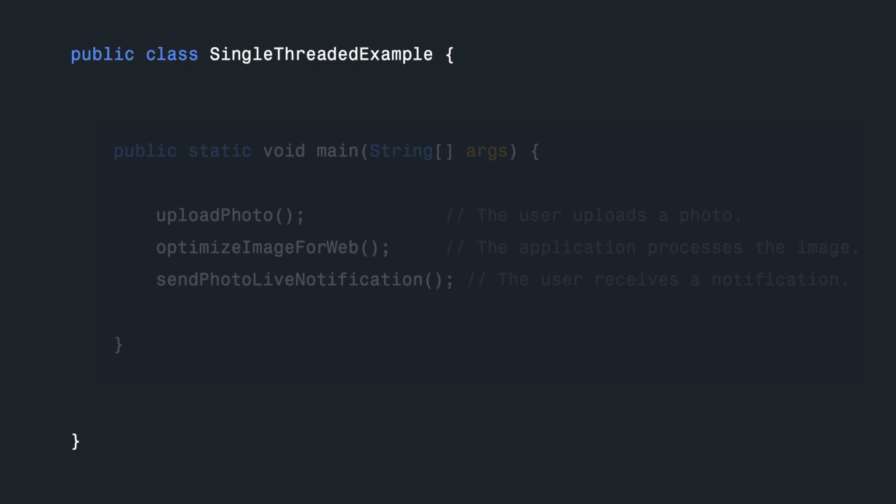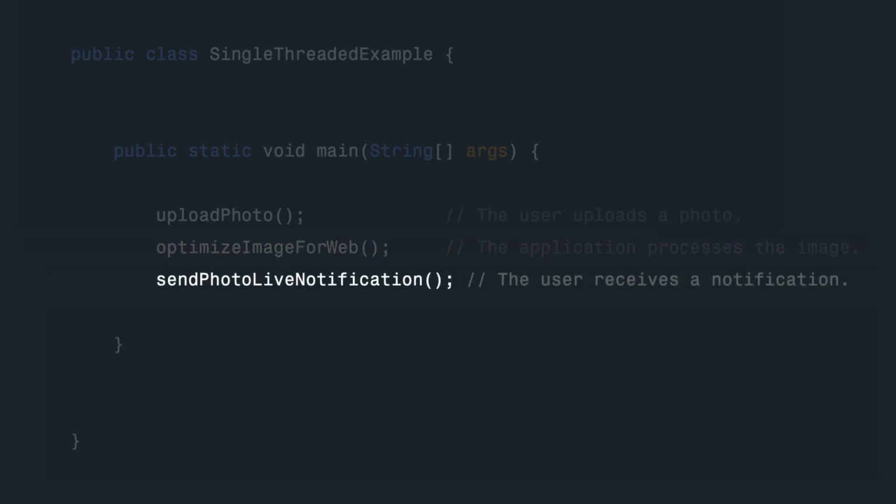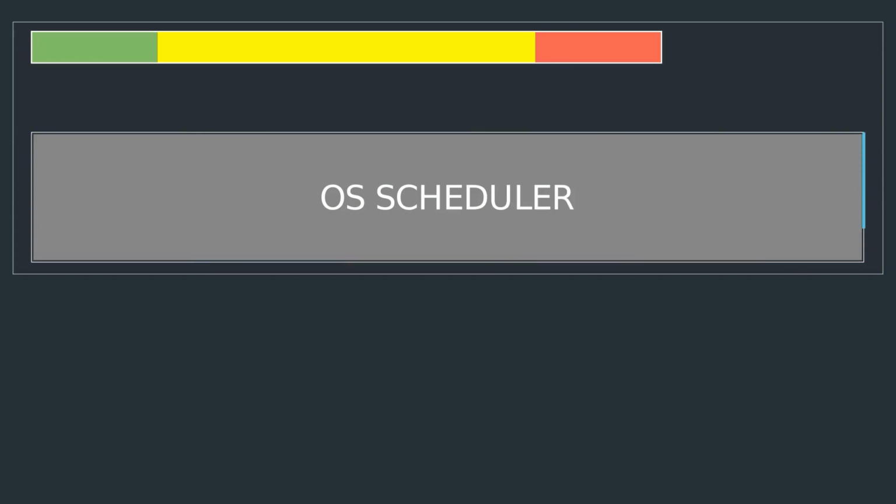Here we have a single-threaded application that uploads a photo, optimizes it, and then sends an upload notification all on a single thread. When you execute this application, it starts running in your computer's memory as a process. The process contains a thread that carries out instructions for three tasks. The user uploads a photo, the application optimizes the image, and the user receives a notification that their photo is live.